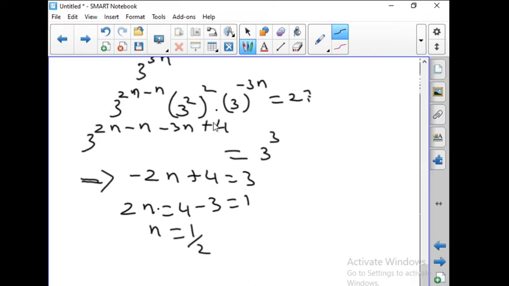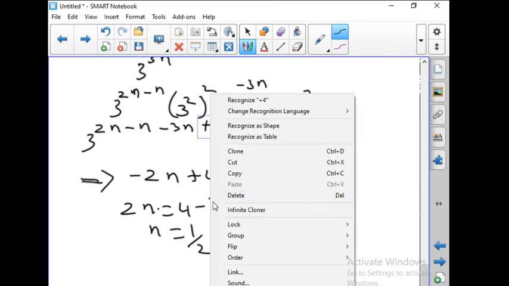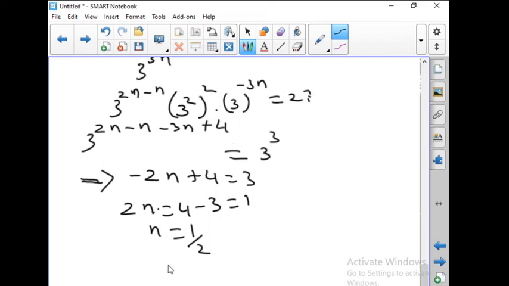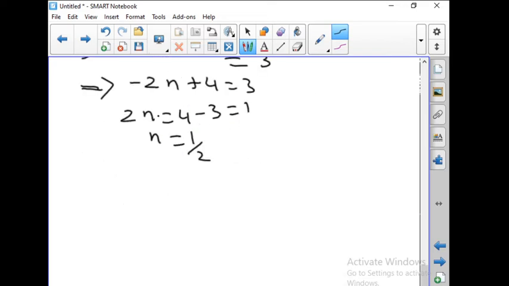Then we'll go to the next question, question number 6. Okay, the fifth question you can do for homework. The fifth question is: find the radius of the spherical tank whose volume is 32 pi by 3.